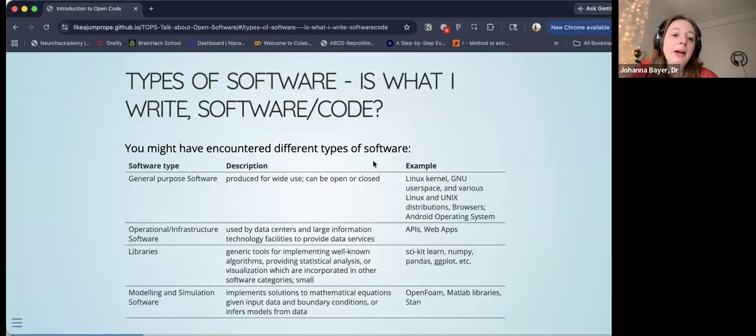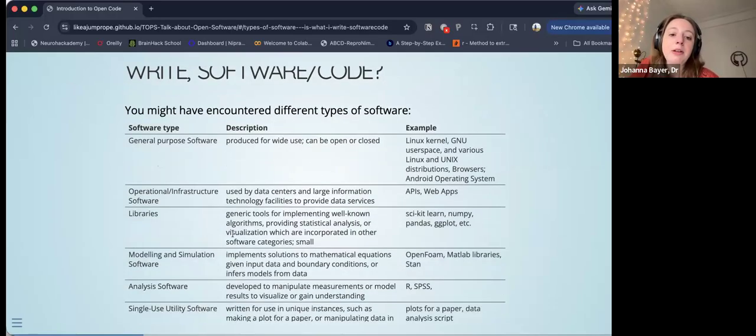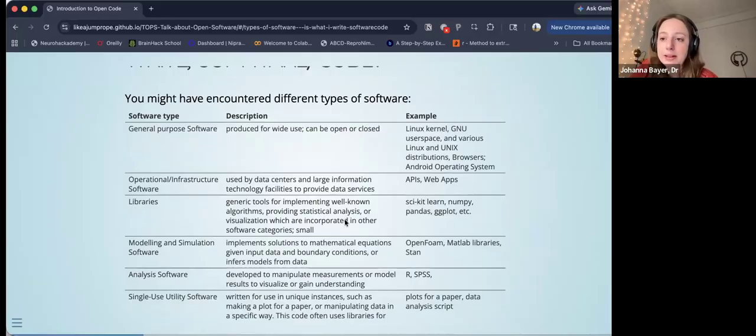So then we come to what types of software there are, and what software is. I wanted to differentiate between different types of software that you might encounter. There is general purpose software that's produced for wide use and can be open or closed. That's software at the level of, for example, the Linux kernel or browsers or the operating system of your phone or your computer. Then there's operational infrastructure software that is used by data centers and large information technology facilities to provide data and services. There will be APIs, web apps, and these kinds of things.